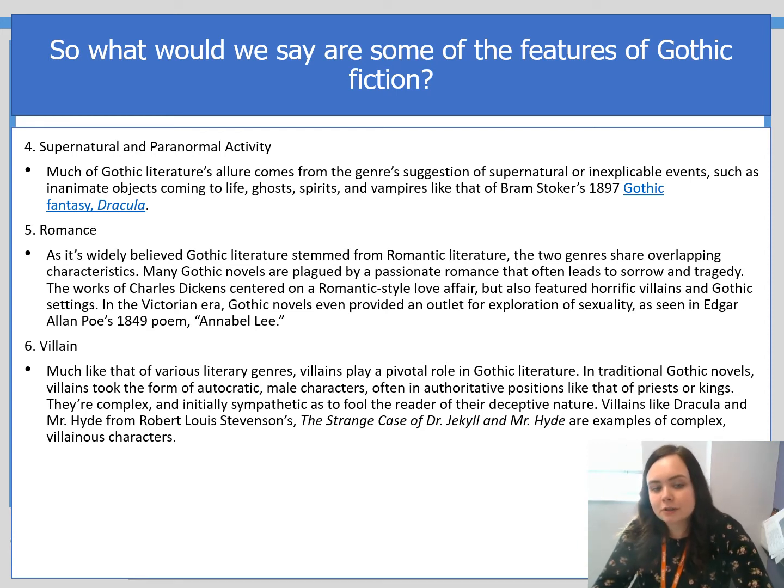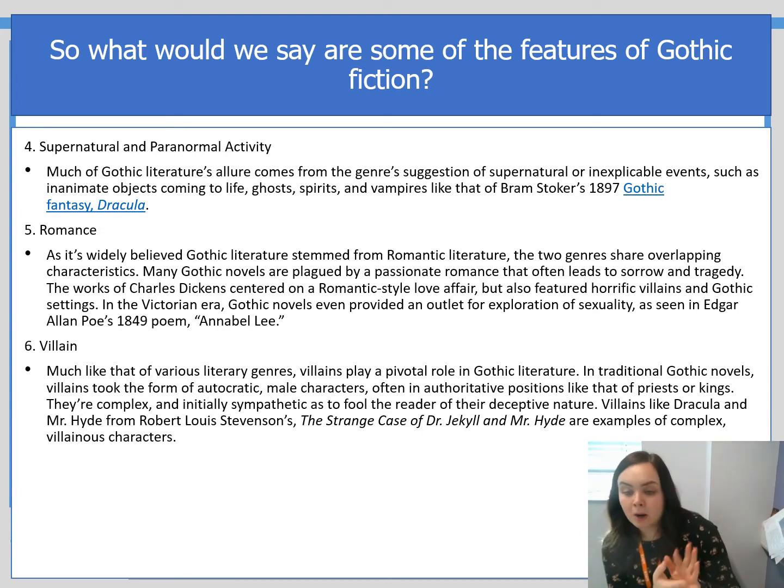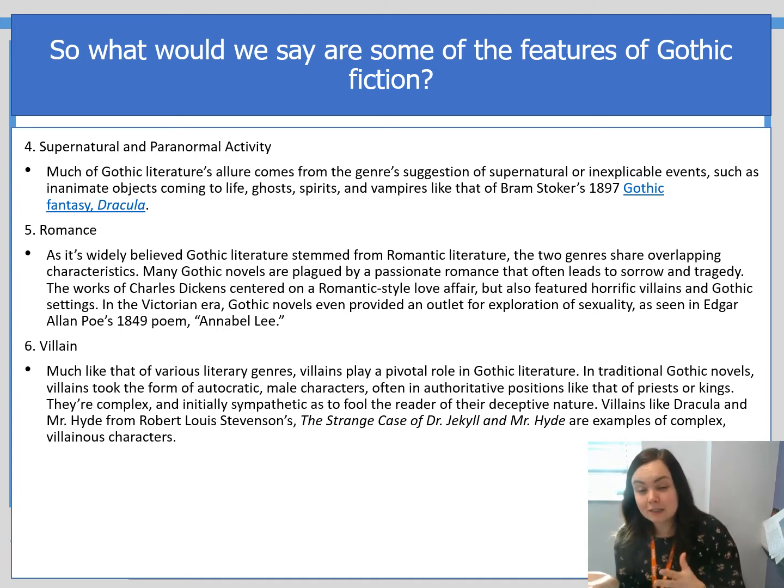So Charles Dickens' work is centred on the romantic style love affair, but also featured horrific villains and Gothic settings. In the Victorian era, Gothic novels even provided an outlet for exploration of sexuality, as seen in Edgar Allan Poe's Annabel Lee. So when Gothic fiction first came around and was very popular in the Victorian period, it was a way of expressing things that people weren't really allowed to think about. So sexuality being one of those things.